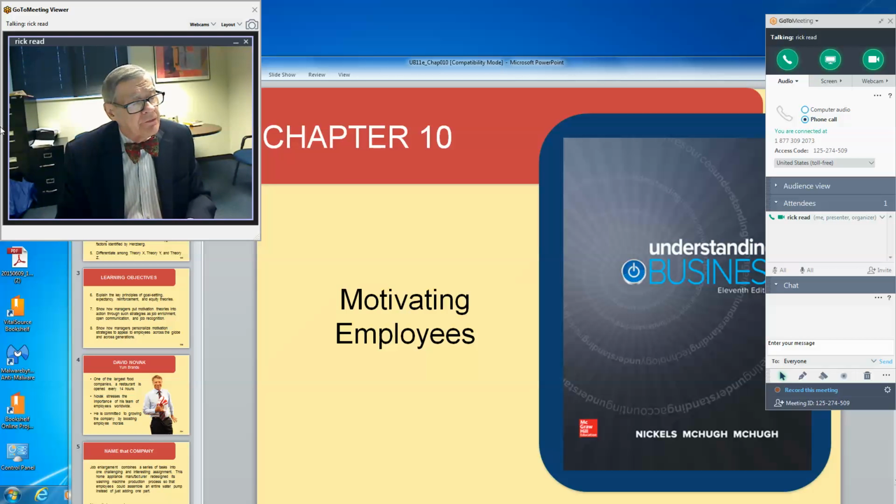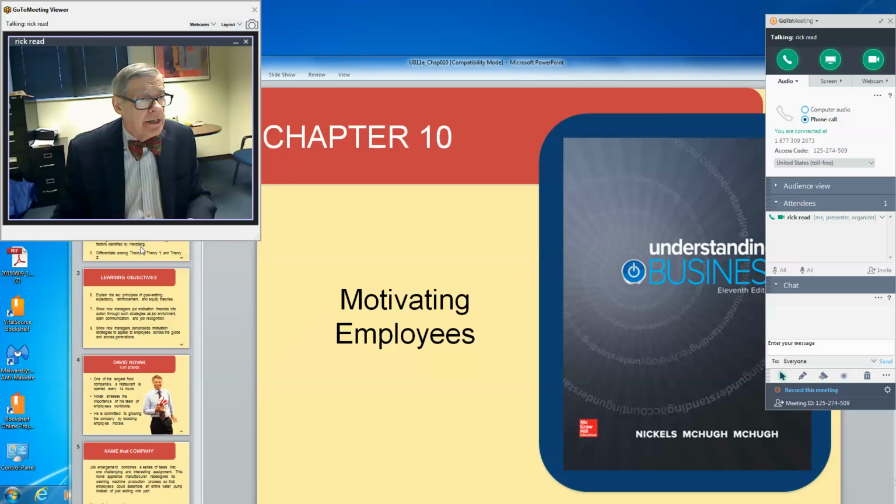And this afternoon and early this evening, we're going to cover chapters 10, 11, and 12. Chapter 10, as you can see on the screen, Motivating Employees. We'll talk about some interesting motivation theories. Chapter 11 focuses on human resource management, finding and keeping the best employees. And finally, we'll move to chapter 12, which deals with unions and employee and management issues.